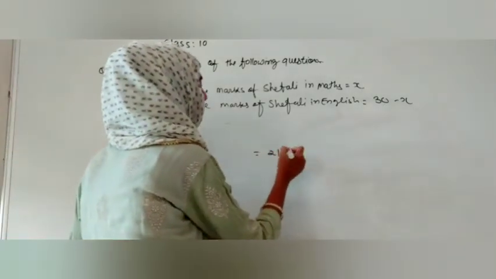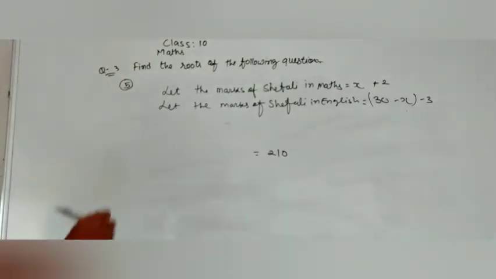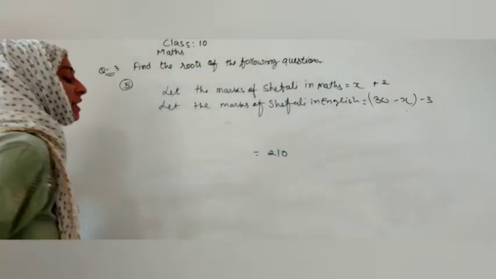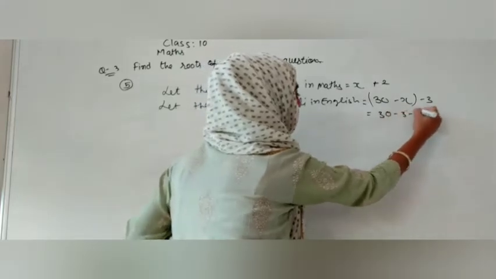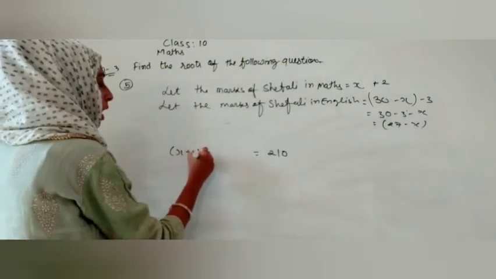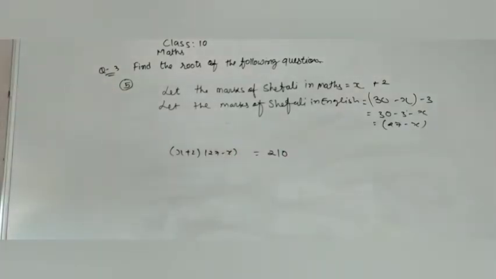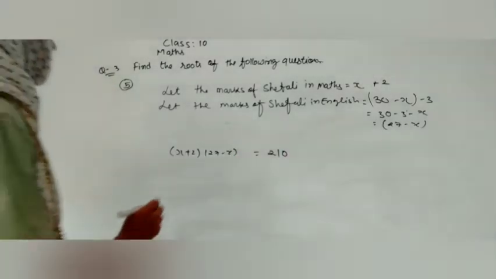When she is getting 2 more marks in maths and when she is getting 3 marks less in English, then the product of these new marks will make it 210. So if we are solving it, 30 minus 3 minus x, so 30 minus 3 will make 27 minus x. Means when we are taking the product of both of these, that is, the product of x plus 2 and 27 minus x, the answer we get is 210. So please read the question properly. So let us solve it.